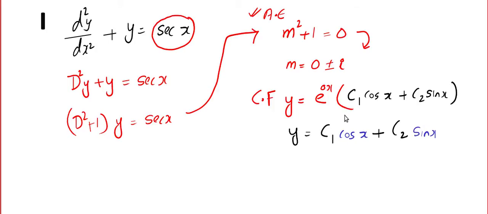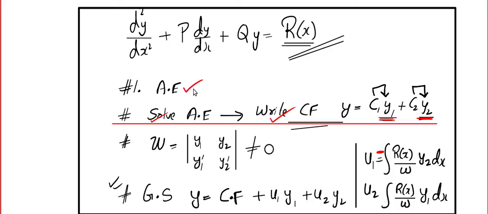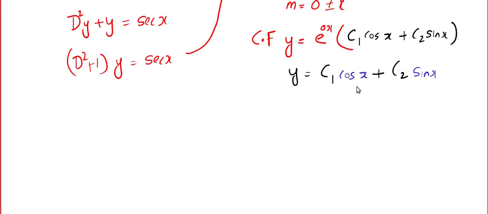Let's go back to the procedure. I am going step by step. I found the auxiliary equation, I solved the auxiliary equation, I wrote the CF. Now we have to keep the quantity along with c1 as y1 and the other one as y2. That is why I put it in blue. So we have y1 equal to cos x and y2 equal to sin x.